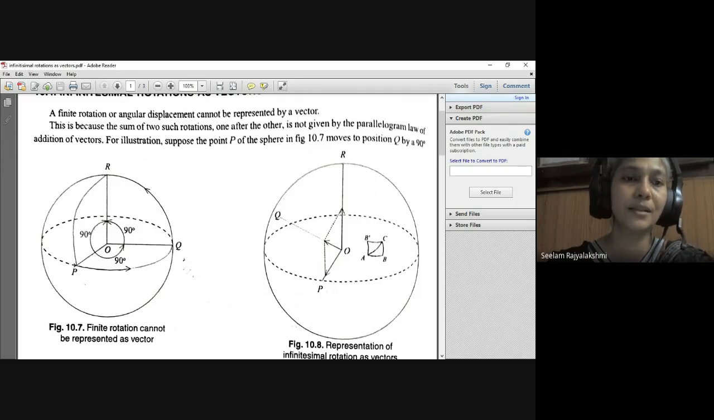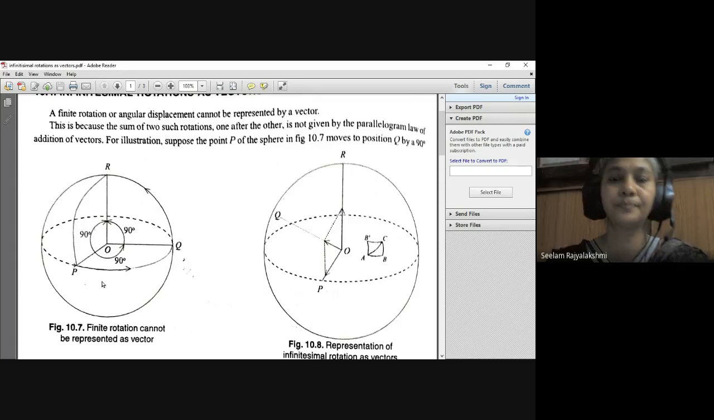But if we consider P to R, the point P can be moved from P to R in one step about OQ. But this OQ is not in the parallelogram here. It cannot be the diagonal of the parallelogram which forms when the particle moves on the sphere from P to R. That's why the finite rotation or angular displacement cannot be represented as a vector.